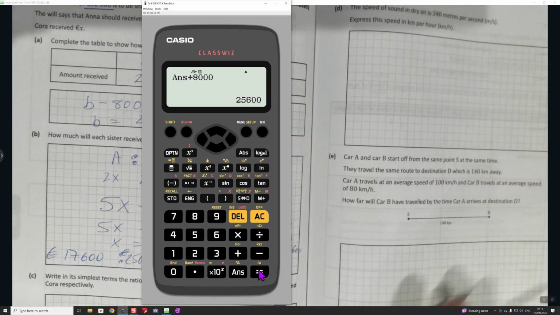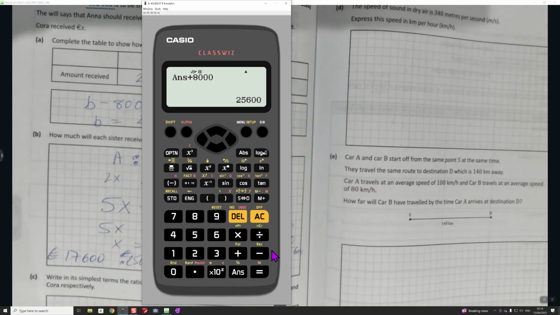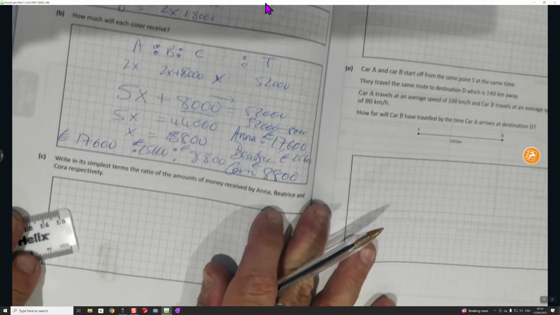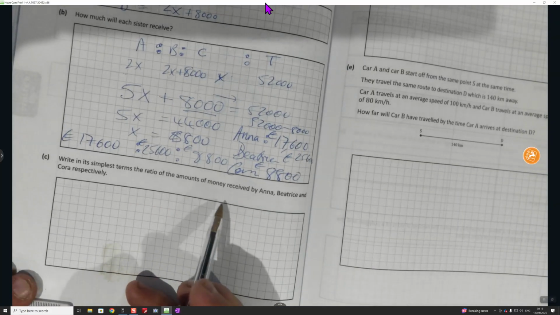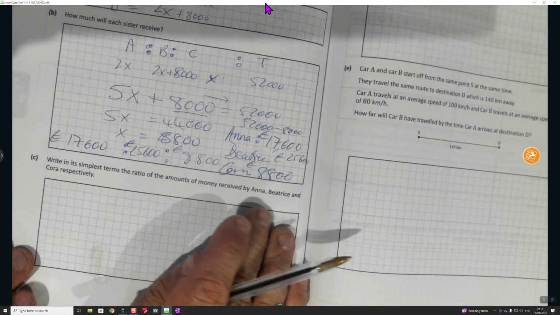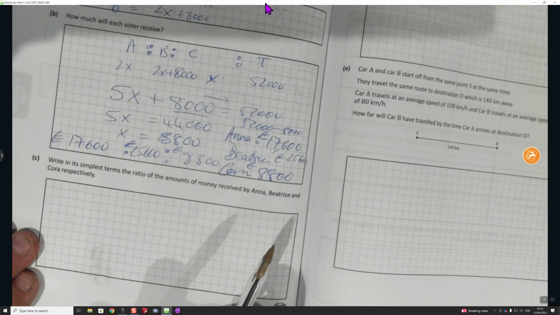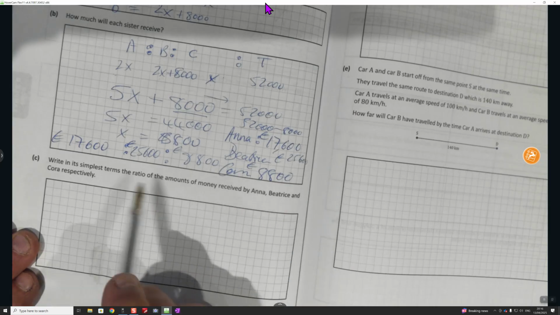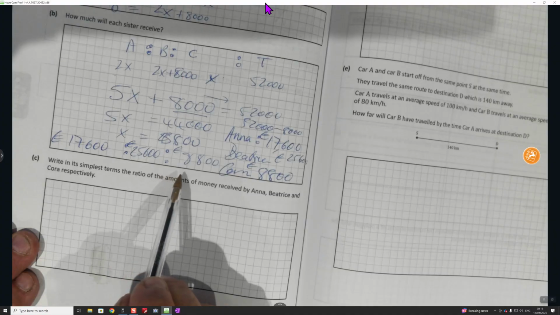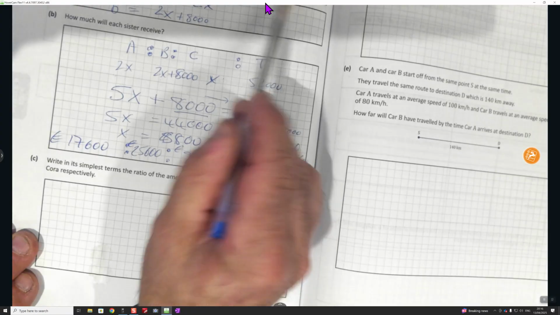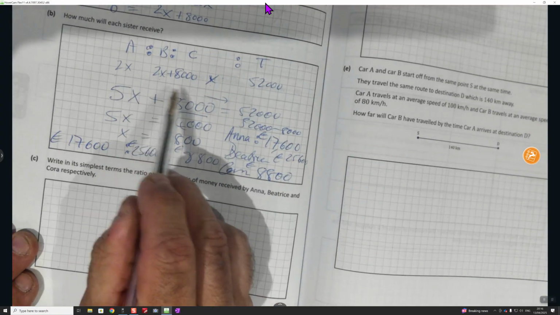Write in its simplest terms the ratio of the amounts of money. I think I've probably done all the questions that are coming up in the future. Let's get rid of our calculator so you can see where I'm reading now. So write in its simplest terms the ratio of the amounts of money received by Anna, Beatrice and Cora respectively. Now I could dig further down now and see what the actual ratio is instead of X, 2X, but this is correct also.